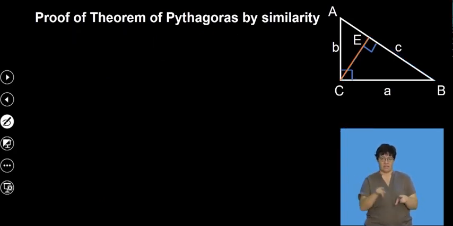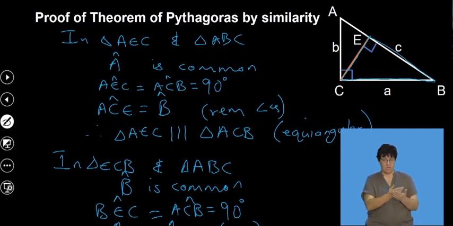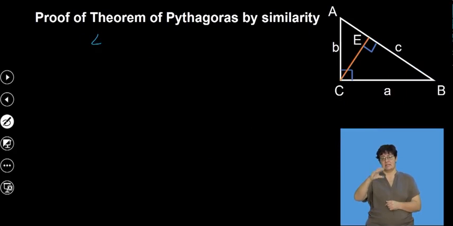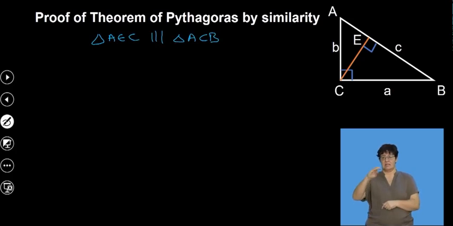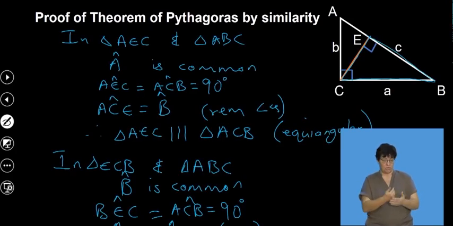So I'm going to write them down this side. The first pair that I proved to be equiangular was AEC and ACB. So triangle AEC, we said, was similar to triangle ACB. And then the second one that we proved was BEC, which was similar to BCA.